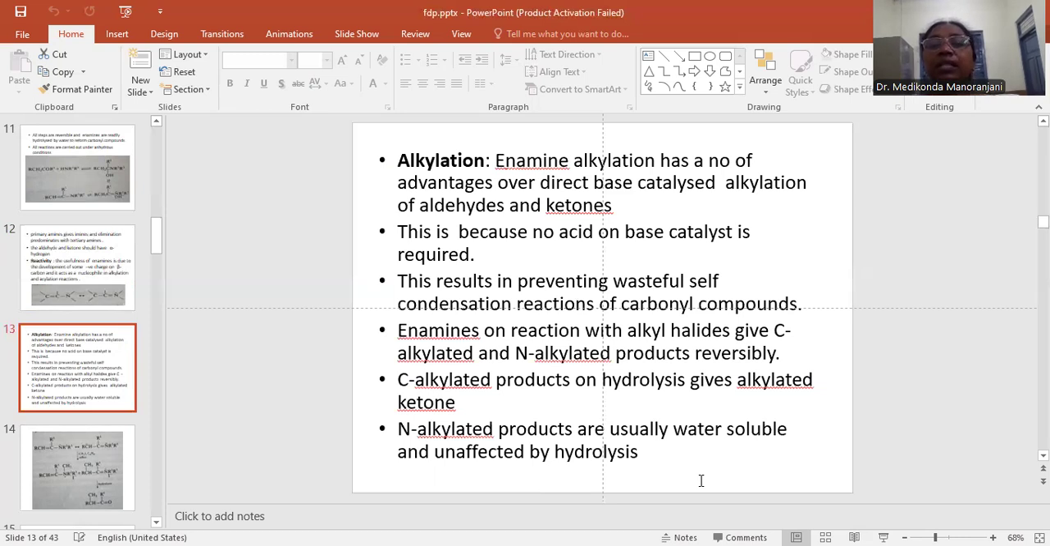Enamine alkylation has a number of advantages over direct base catalyzed alkylation of aldehydes and ketones. This is because no acid or base catalyst is required. This prevents wasteful self-condensation reactions of carbonyl compounds. Enamines on reaction with alkyl halides give C-alkylated and N-alkylated products reversibly. C-alkylated products on hydrolysis give alkylated ketone, and N-alkylated products are usually water-soluble and unaffected by hydrolysis.